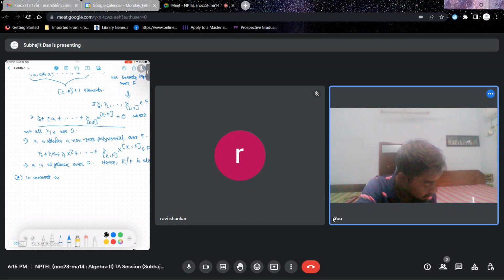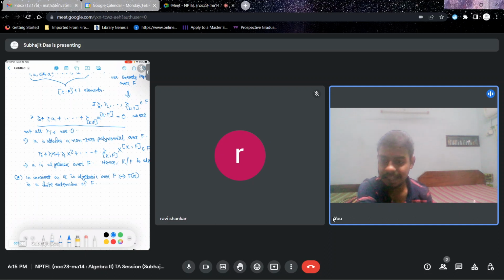So this is correct, as alpha being algebraic over F is equivalent to this; it doesn't just imply the statement. The fact that alpha is algebraic over F is true if and only if F(alpha) is a finite extension of F. It's as simple as that. Okay.